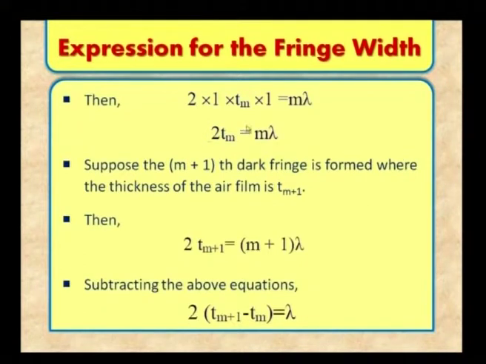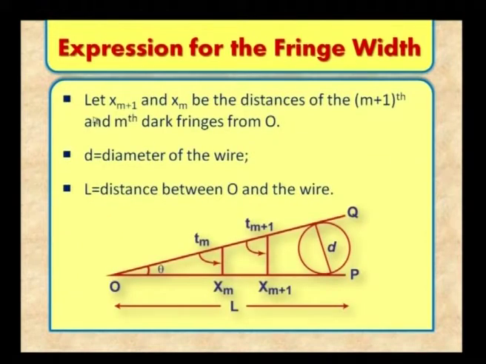Therefore, I will be putting 2 into 1 into Tm into 1 into m lambda, that is 2 Tm will be m lambda. Similarly, for the m plus 1th dark band, I will be getting 2 Tm plus 1 is equal to m plus 1 into lambda. Subtracting these two equations, you will be getting 2 into Tm plus 1 minus Tm is lambda. Okay. That is your xm plus 1 and xm are the distances from the point O.